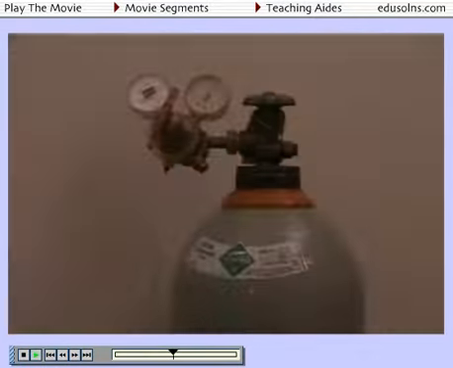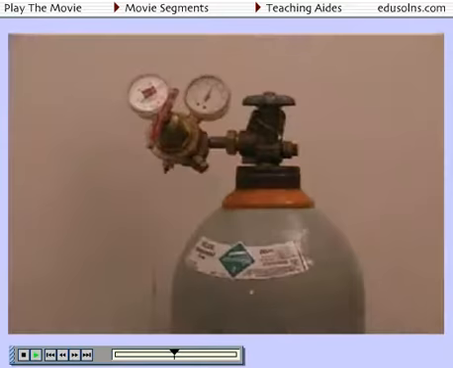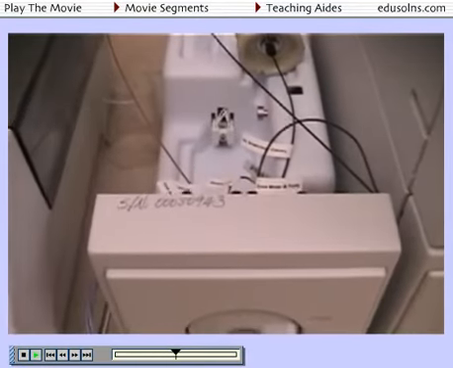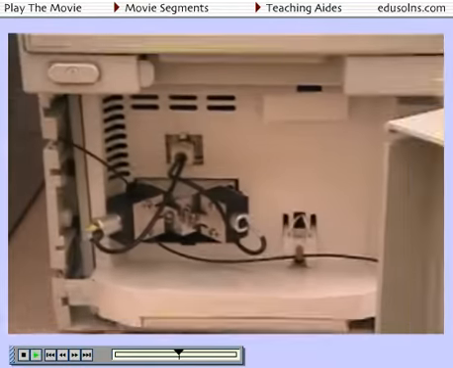Some systems also use the helium pressure to drive components of the system, such as the automatic injector or autosampler. A variety of materials can be used in the manufacture of tubing to connect different components of the system.